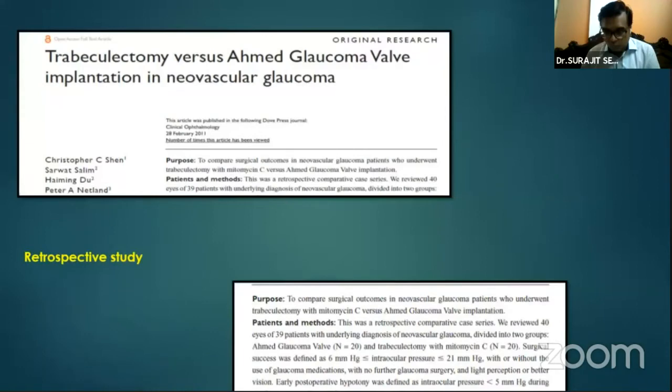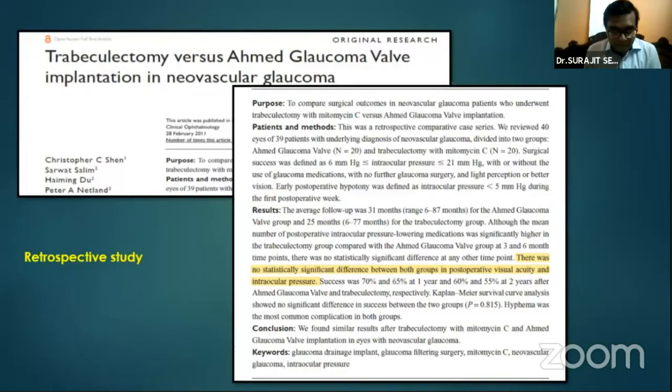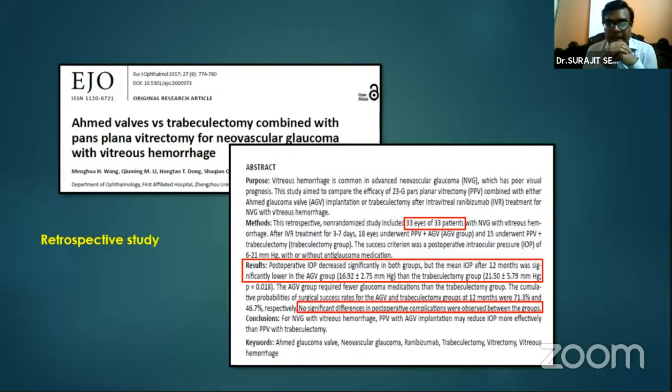Another study, on AGV in neovascular glaucoma associated with vitreous hemorrhage. So a retinal procedure may need to be combined with the glaucoma procedure also. In this study there were 33 patients, around 18 eyes underwent PPV and 15 eyes underwent PPV with trabeculectomy. Postoperative IOP decrease was significant in both groups, but after 1 year the IOP was significantly lower in the AGV group, and there was no significant difference in postoperative complications in both groups.